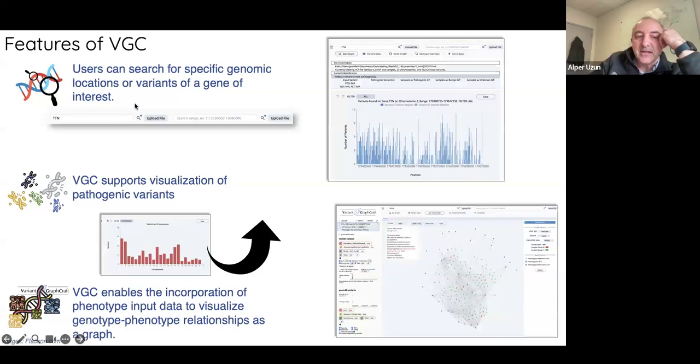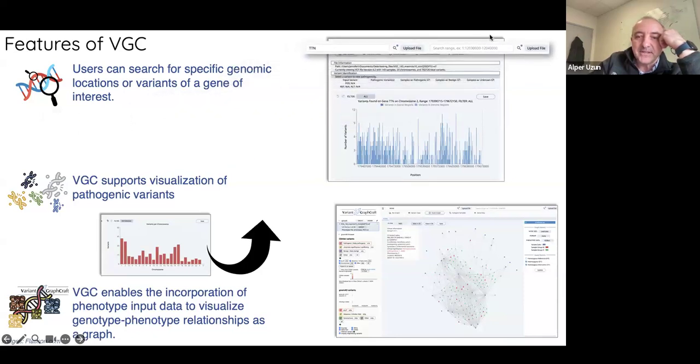And here, what you can do is, as a user, you can enter a gene name or a specific genomic location to search for those specific genomic locations or genes. And then also VGC supports visualization of pathogenic variants.